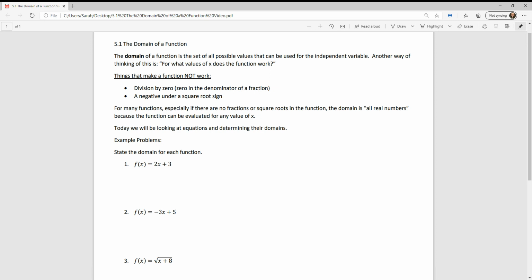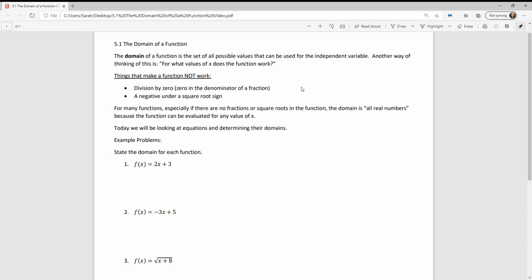So for what we're looking at today, if you peek down here with the equations, we're going to be looking at equations and saying what the domain of the function is. The big thing we're going to be looking for is basically values of x that break the function or make it not work. So back up here, the two big things that we'll have to watch out for today, things that make a function not work, are dividing by 0.